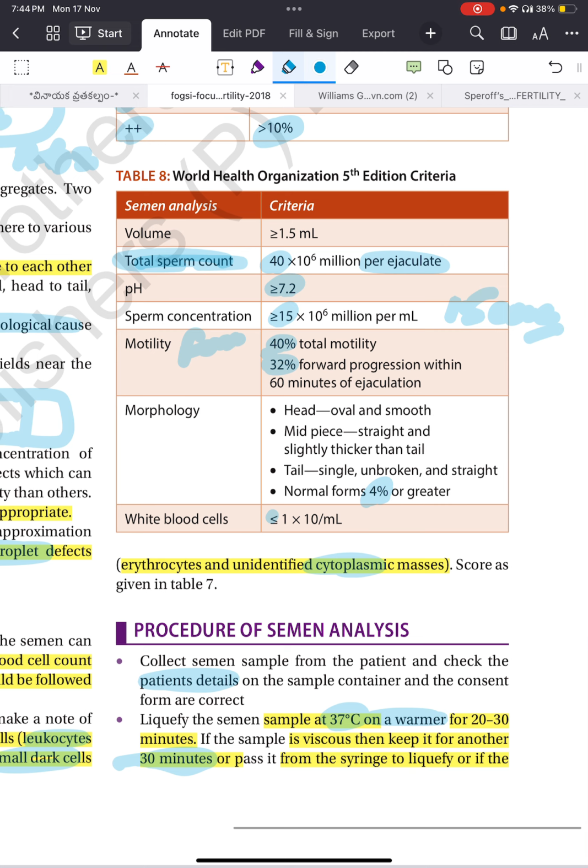They're saying how they're counting: in that 100-square Makler chamber, in 10 squares they will count the sperms. If it is 40, that means the total sperm count is good. That will be the number of sperms. If the count is 40, that means it is normal.